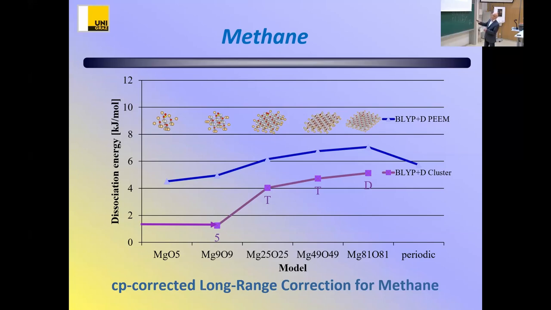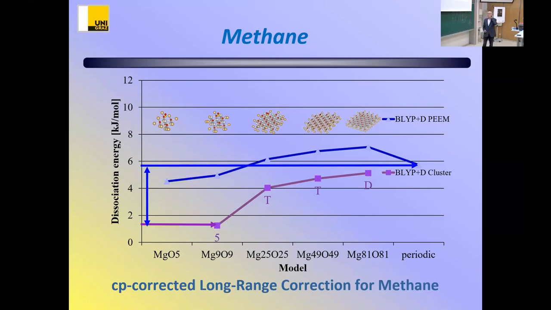If you don't do any periodic electrostatic embedding, you see you're nicely converging towards a periodic value, which you can do nowadays with DFT easily. So this is not a problem to do with DFT. And this would be then the correction, of course, for this Mg9O9 cluster. If we do this, let's say we have this exact value, and this would be the correction with this kind of functional.